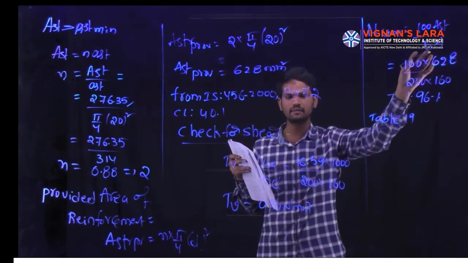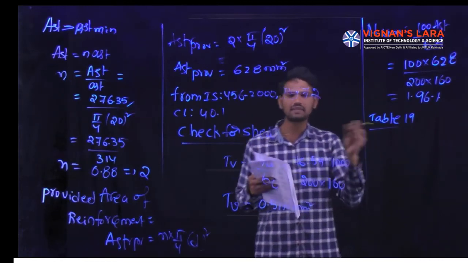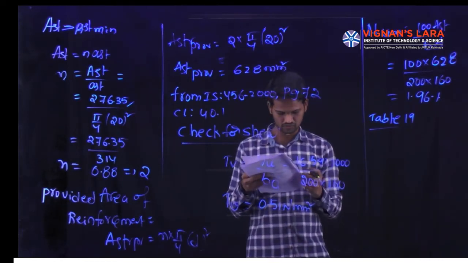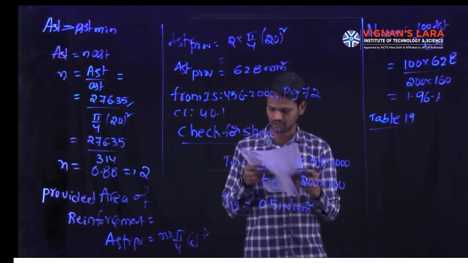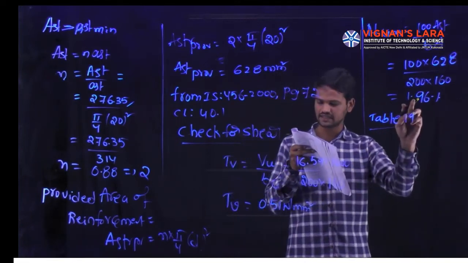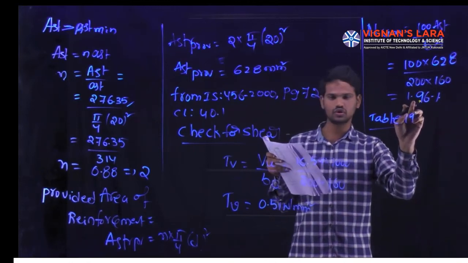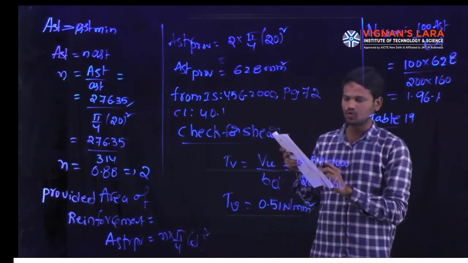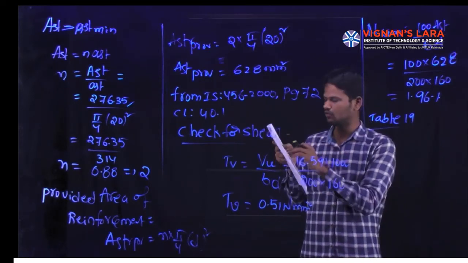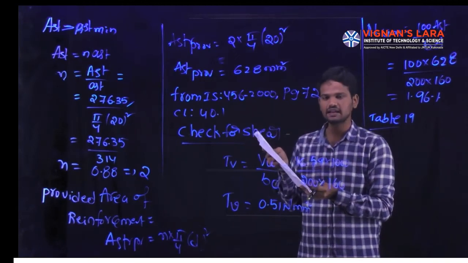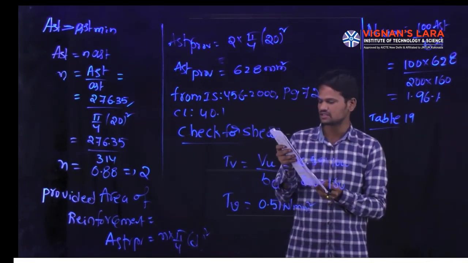For these 100 Ast by bd values, I am taking it from the code book. The percentage I am taking in between the values. In between the values, from the table, 1.96 will be between 1.75 and 2.0 from the IS 456 code book. While explaining this class and doing the experimentation, you have to observe page number 73, table number 19. From this, I am calculating the percentage of steel reinforcement.